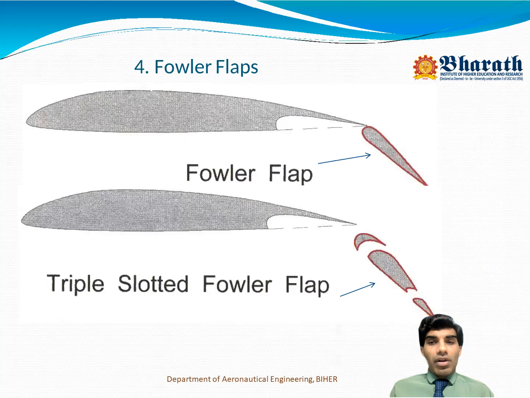Then we can go to the FOWLER flaps and slotted FOWLER flaps. So as you can see in this figure of the aerofoil, the upper surface is not changing, on the lower surface the flap is completely coming out. The first one will be the single FOWLER flap, and the second one is the triple slotted FOWLER flap, having three types of slots. So the construction will be difficult, but it will generate more lift.